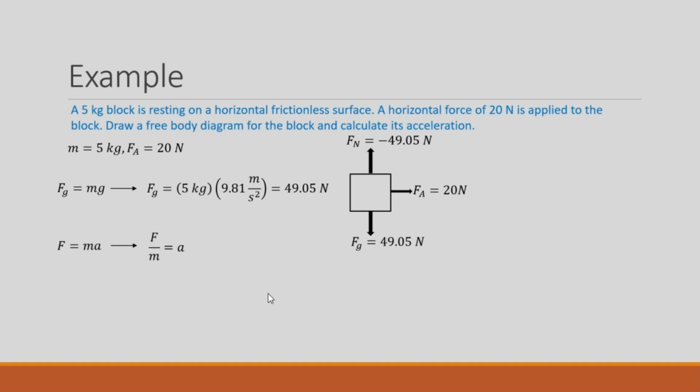Now, to calculate the acceleration, let's rearrange the equation of F equals ma to solve for acceleration. We get that acceleration is equal to the force divided by mass, or in this case 20 newtons divided by 5 kilograms. And this works out to be an acceleration of 4 meters per second squared.